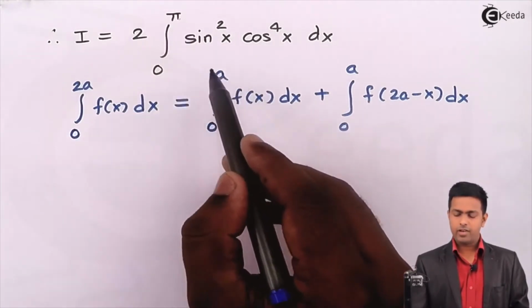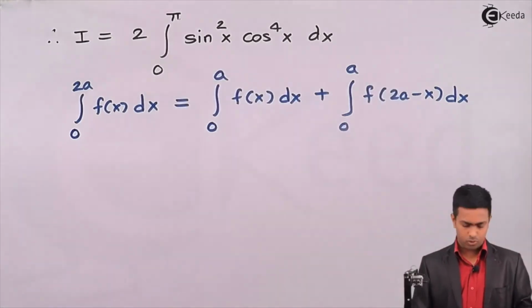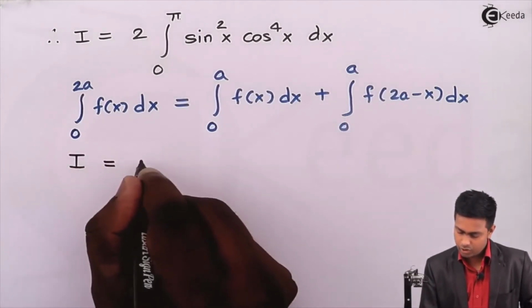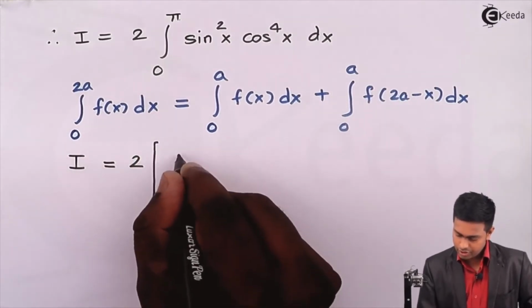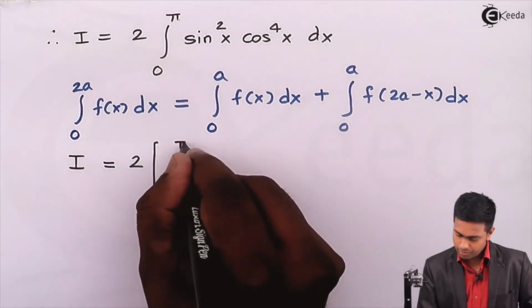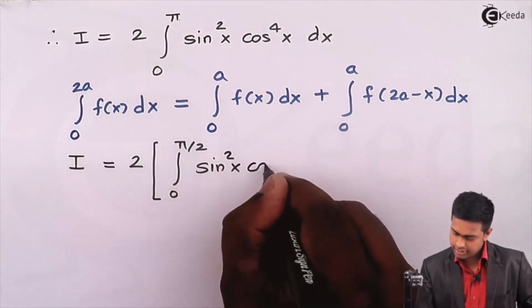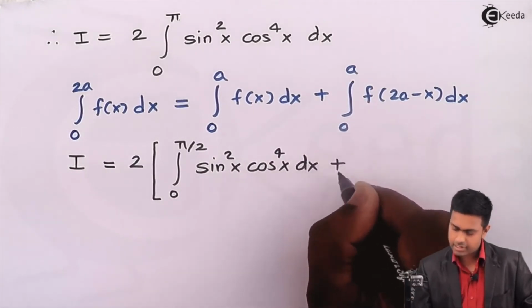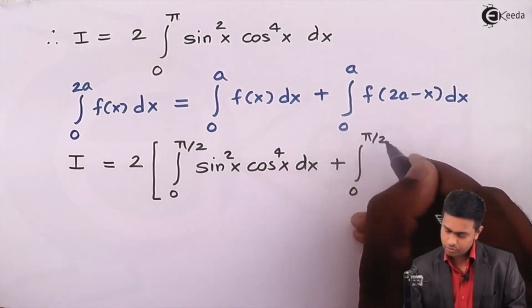Hence the value of a will be pi upon 2. So here we can get 0 to pi upon 2, 0 to pi upon 2. So here I'll write it down that I is equal to 2 times, in the bracket, integration from 0 to pi upon 2 sine square x cos raised to 4x dx, plus again integration from 0 to pi by 2.